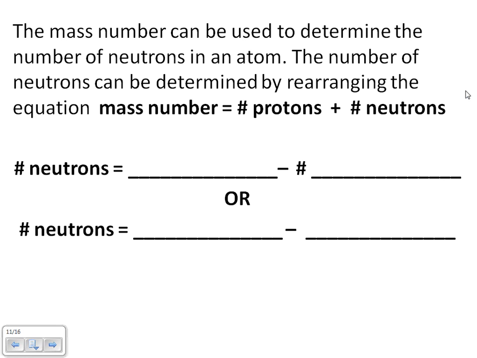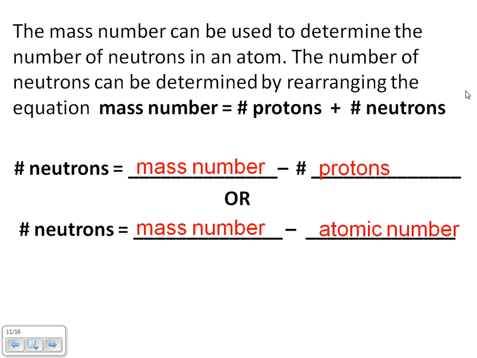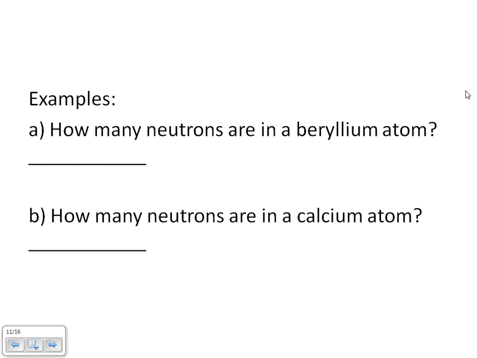All right, so the mass number can be used to determine the number of neutrons. I just showed you that. The number of neutrons can be determined by rearranging the equation: mass number equals number of protons plus number of neutrons. So we can write number of neutrons as the mass number minus the protons, or the mass number minus the atomic number. So basically, take the bigger number off the periodic table and subtract the smaller number.